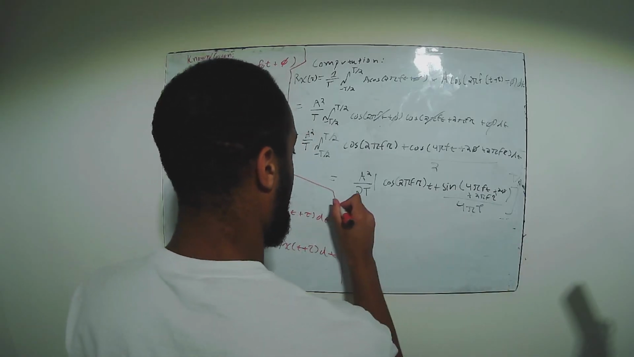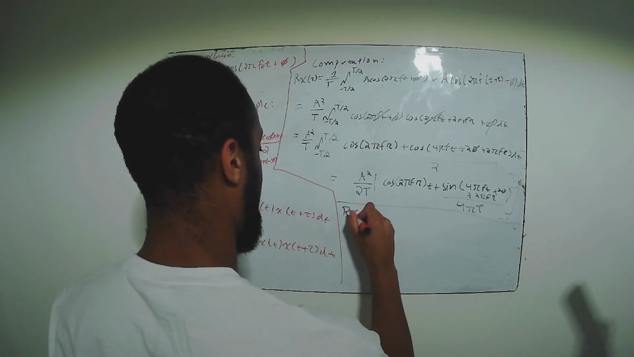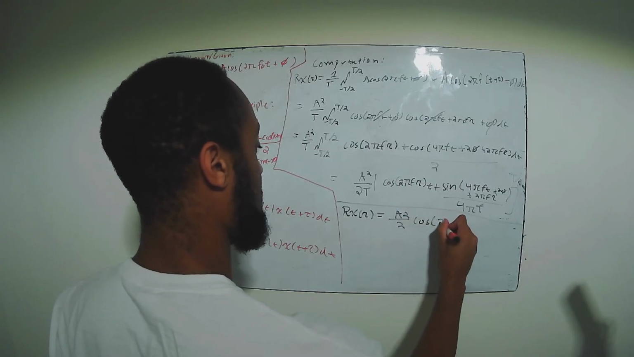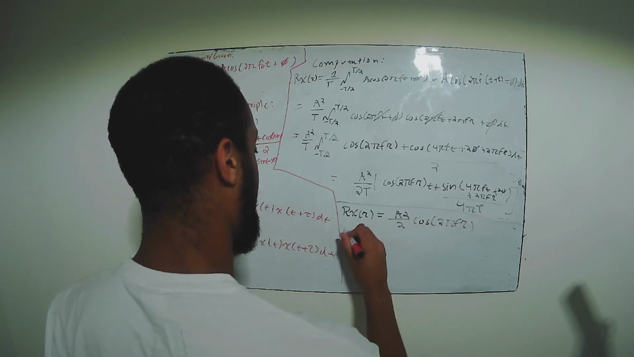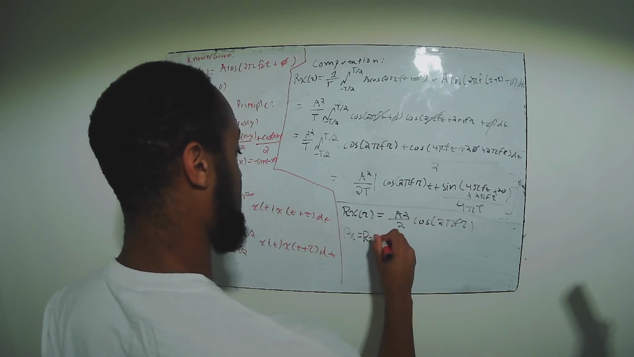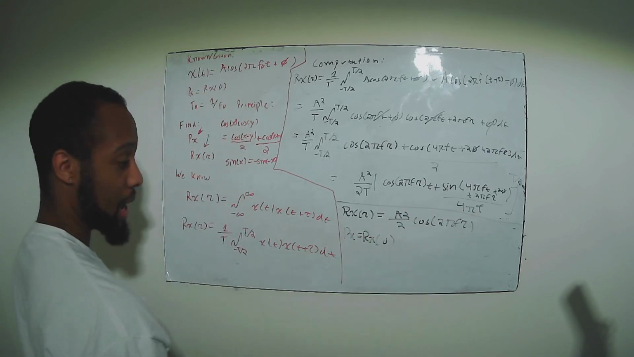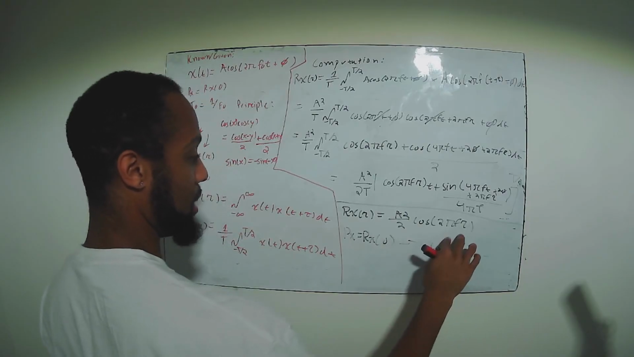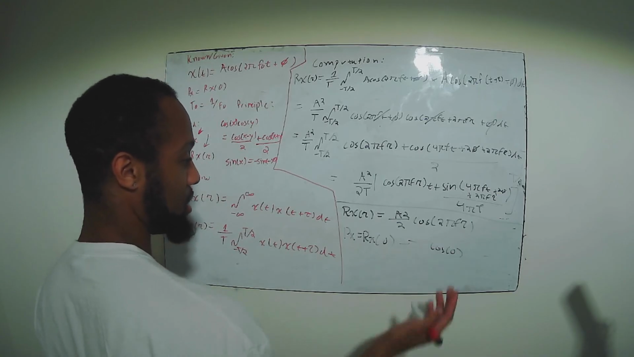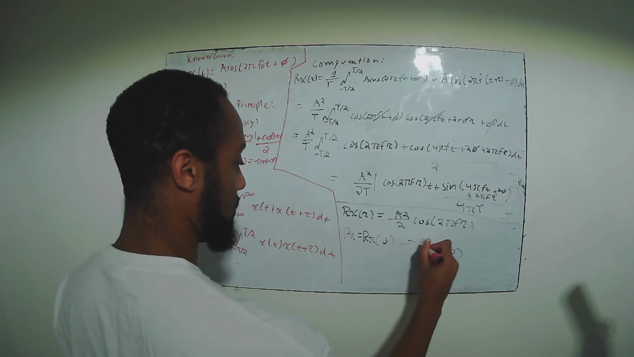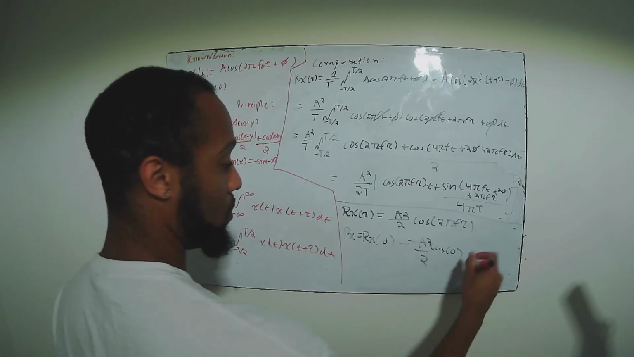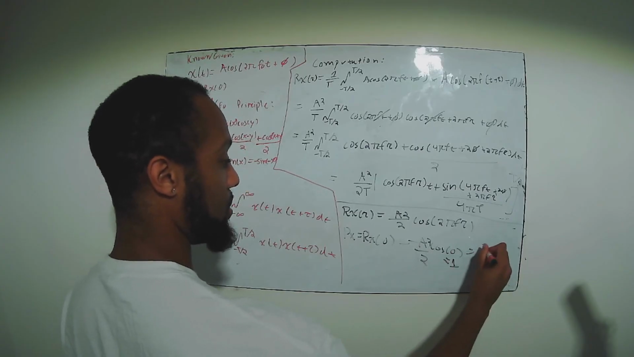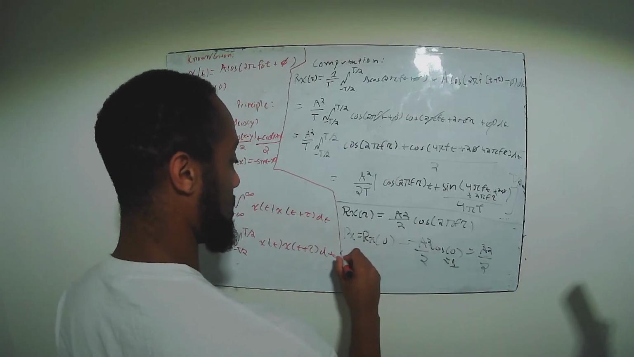Okay, so what did we find? We found Rx of tau is equal to A squared over 2 times cosine 2 pi f naught tau. And now we need to find Px. Well, Px is equal to Rx of 0. So we plug in 0 here for tau, and this becomes cosine of 0, because anytime you multiply something by 0, it's 0. Cosine of 0 is 1, so it's going to be 1 times A squared over 2. So it just ends up being A squared over 2, and this is our final answer right here.